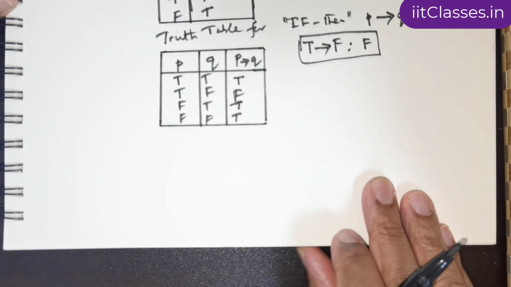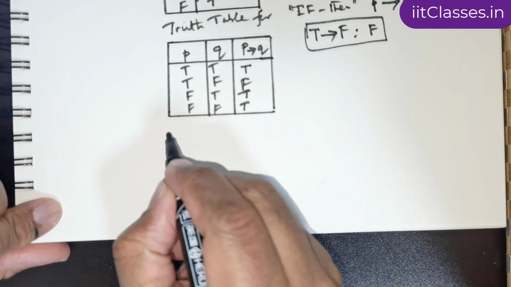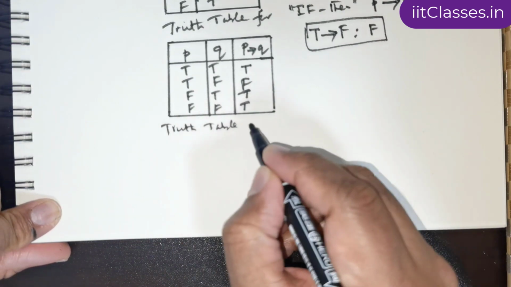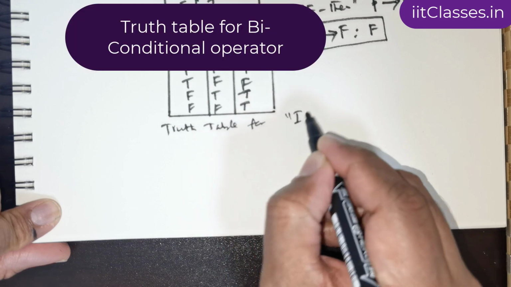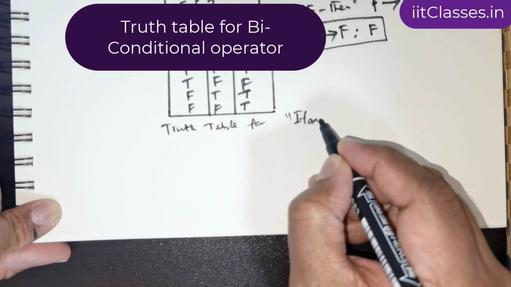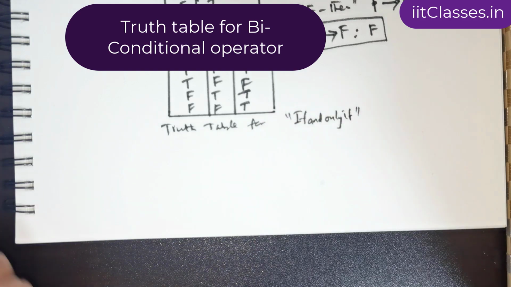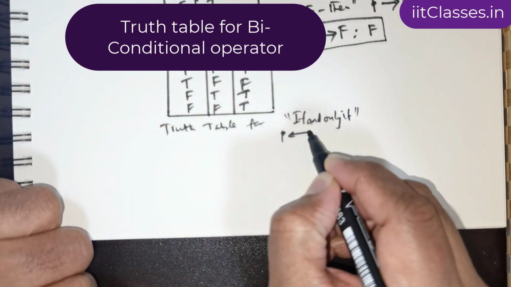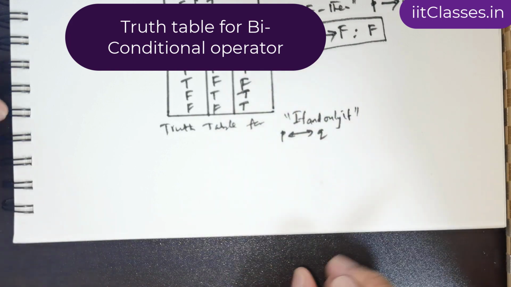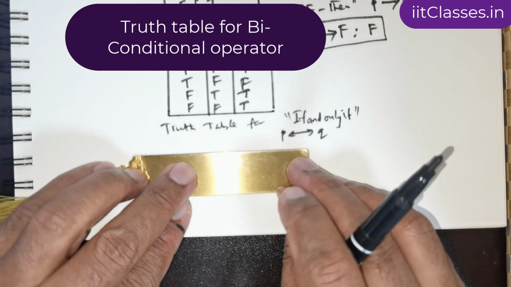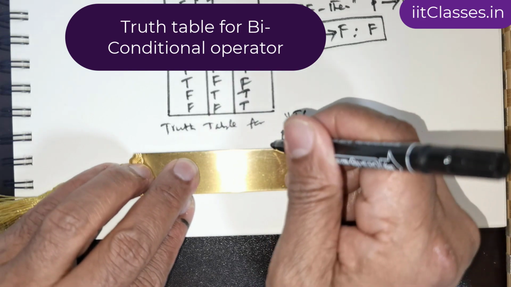Now the next thing we need to know is the truth table for if and only if. How are you going to handle this? So this is called a biconditional, right? Now I'm going to give you a trick for this also. So let me just draw the table first.